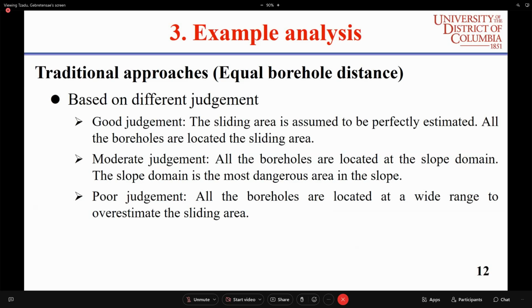Therefore, there might be three levels of judgment: good judgment, moderate judgment, and poor judgment. In good judgment, the study area is considered to be perfectly estimated. So all the boreholes are located in the study area. In the moderate judgment, all the boreholes are located at the slope domain, because the slope domain is the most dangerous area in the slope model. In the poor judgment, the study area might be overestimated.